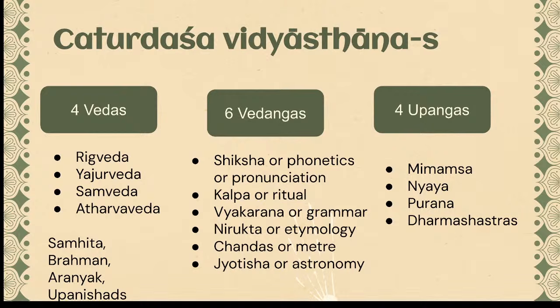So 14 means 4 Vedas, 6 Vedangas and 4 Upangas. When you add 4 plus 6 plus 4, what do you get? You will get a total of 14. And the 4 Vedas are Rigveda, Yajurveda, Samaveda, Atharvaveda. We all know it, I think.